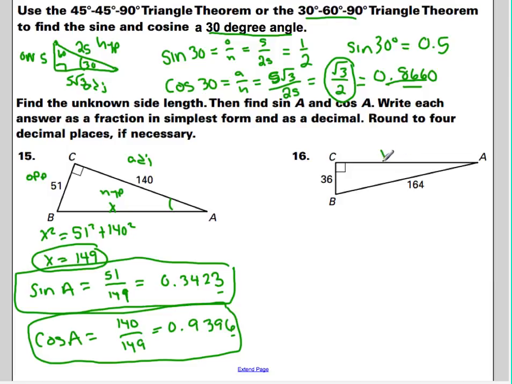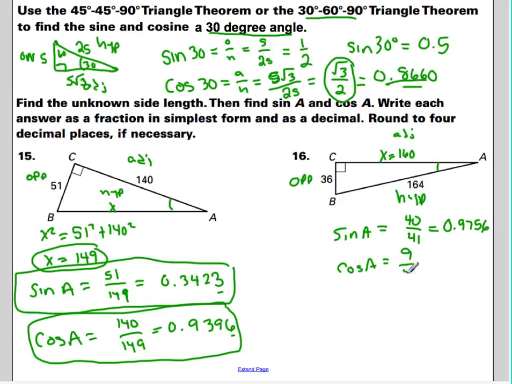Hopefully you got this leg over here to be 160. This is the adjacent side when you base it on A. From here, this is the opposite side. This is the hypotenuse. In this case, the sine of A needed to be simplified to 40 over 41, which is 0.9756. And the cosine of A also needed to be simplified to 9 over 41, which would equal 0.2195.